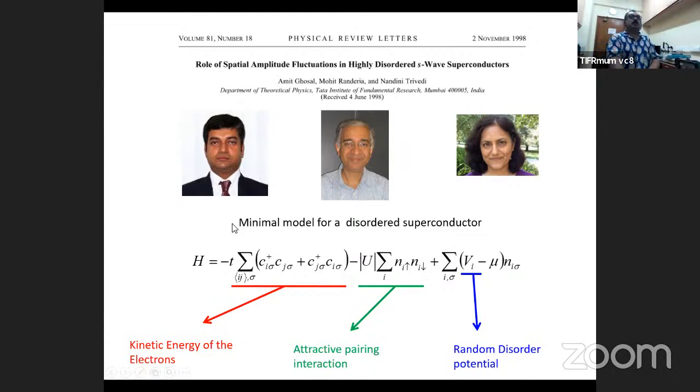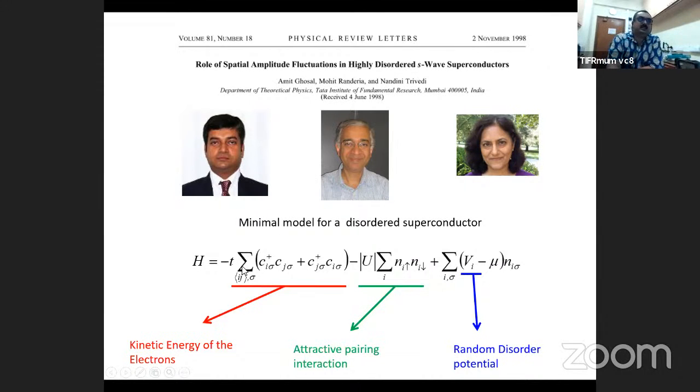They took this toy model, which is a minimal model for a superconductor. If you remove this term, it's a minimal model for a superconductor, and they added this to have a minimal model for a disordered superconductor. So what is this model? You can see this first term is the kinetic energy, destroying an electron at site i and creating it at site j. That means the electron is hopping by one site. Now it hops by one site, another site, another site.